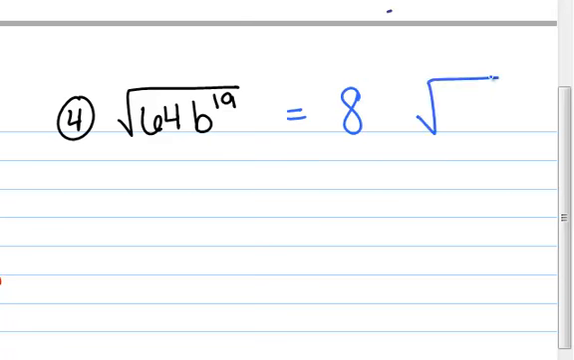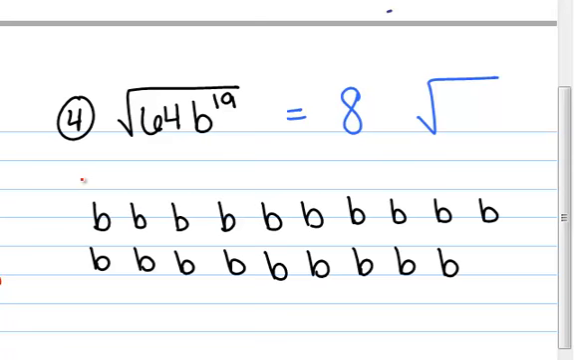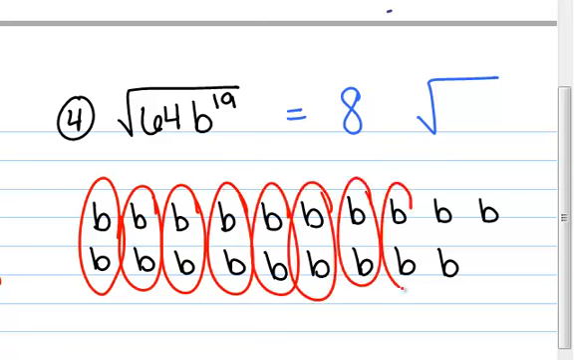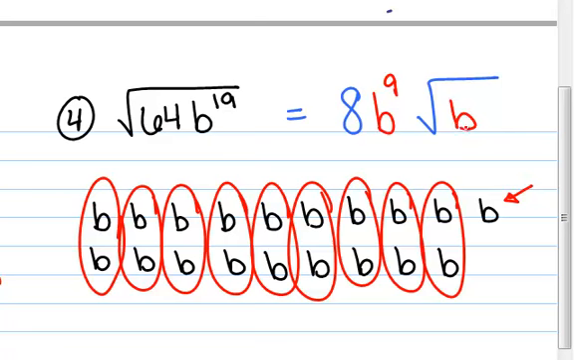And then I'm going to write my radical, and I'm going to figure out what's going to happen with these b's. So if I wrote out 19 b's, I would actually end up with 1, 2, 3, 4, 5, 6, 7, 8, 9 pairs of b's that can be taken out, and then I notice I have 1 lonely b that's left at home. So anytime that I have an odd exponent and I'm taking the square root of it, I'm always going to end up with 1 left over, because there will always be 1 left over when I divide that number by 2.